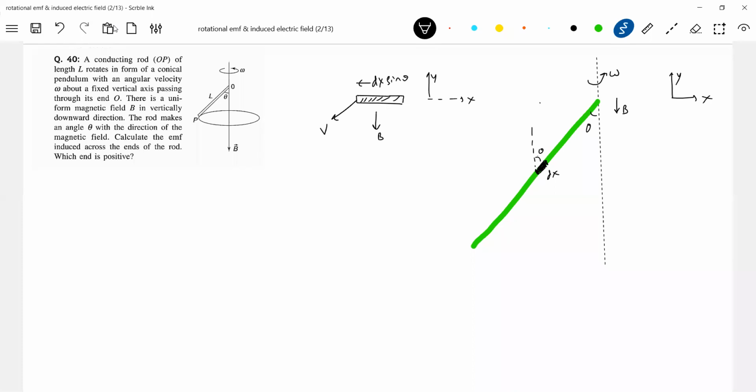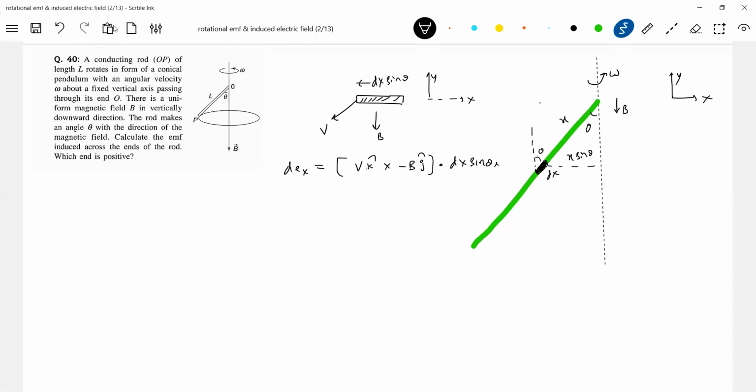And what is v? I assumed the element at a distance x. So what can be this distance? x sin theta. So the EMF induced in that small element, I'll directly go for the vector form that we learned. So dE is equal to the velocity along the z axis, so v k cap, cross minus B j cap, dot dx sin theta i cap.